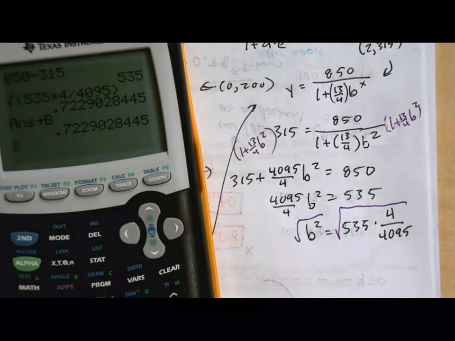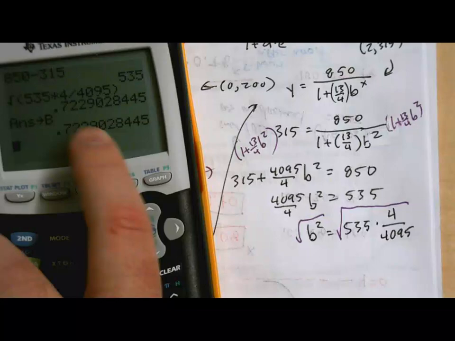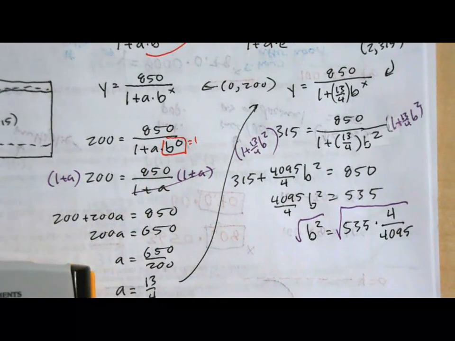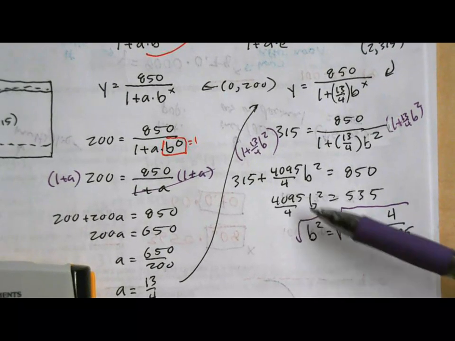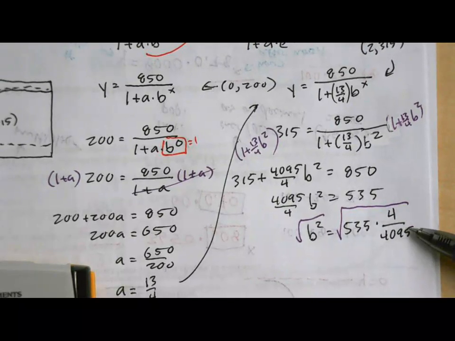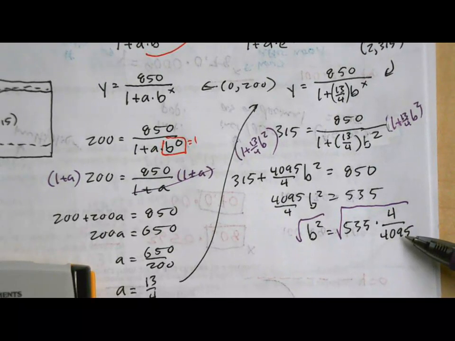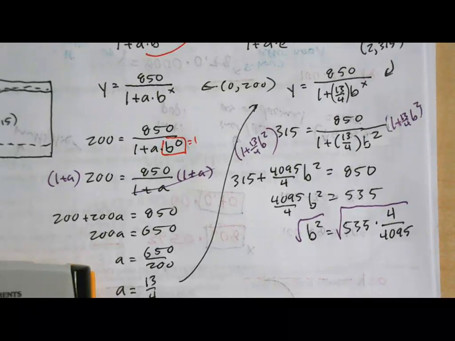Did I make a mistake here? Something seems off. Yeah, so I multiplied by the reciprocal over here. But you're right, division is the same as multiplying by a reciprocal. Yeah, good question. Thank you.